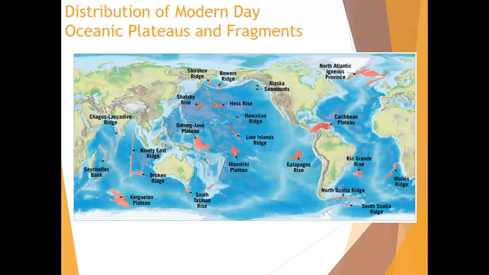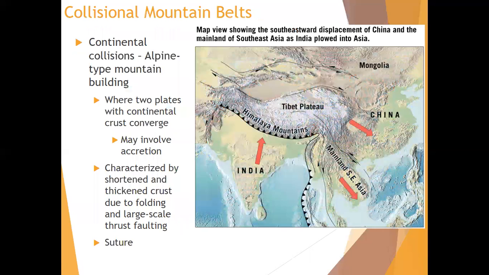But let's look at one you're far more familiar with. Continental collisions causing mountains is your Alpine type mountain building. Two plates, both with continental crusts, are converging. The Indian and the Eurasian plate are our most common example here. This is the resulting formation of the Himalayan mountains and the Tibetan plateau. This is going to be characterized by shortening and thickening of the crust due to folding and large-scale thrust faulting.